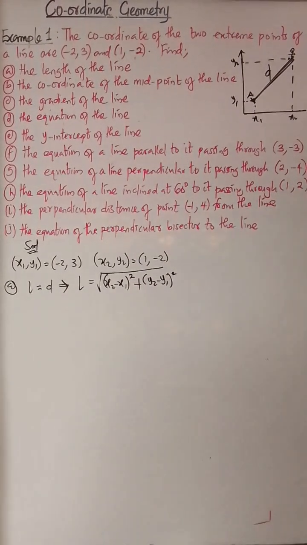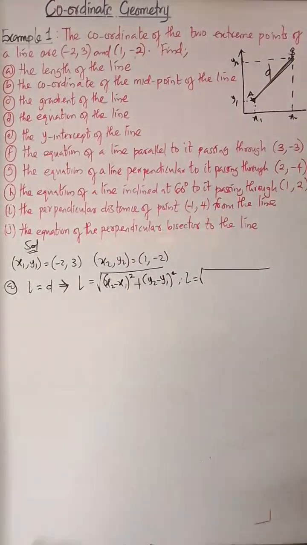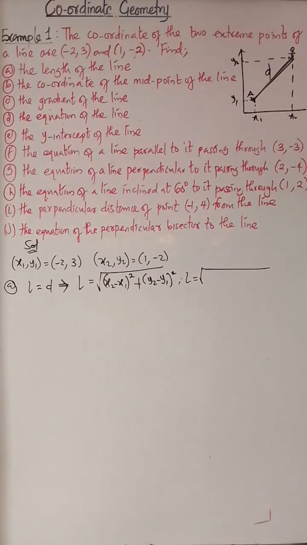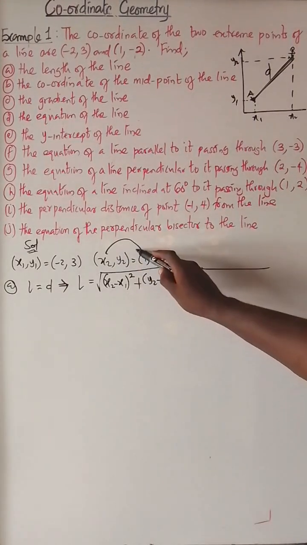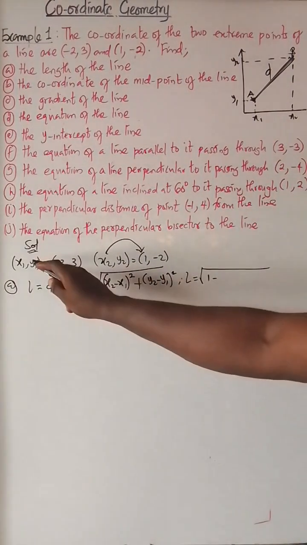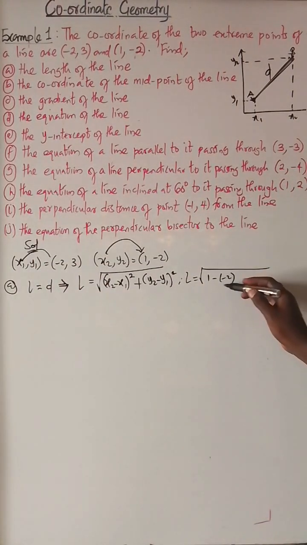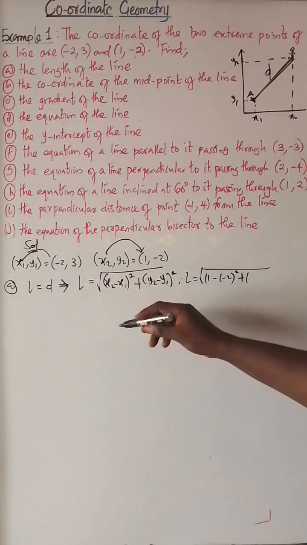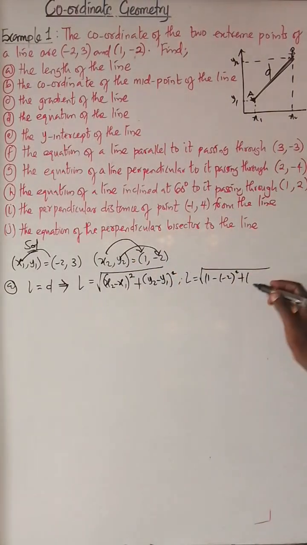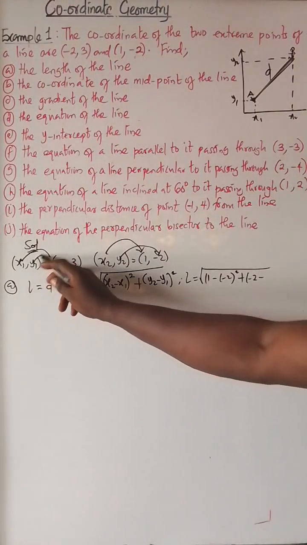So let's plug in the values. The length equals the square root of, what is x2? This x2 is 1, minus, what is x1? x1 is minus 2. So that's minus 2 all squared, plus, what is y2? y2 is minus 2. Then minus, what is y1? y1 is 3.